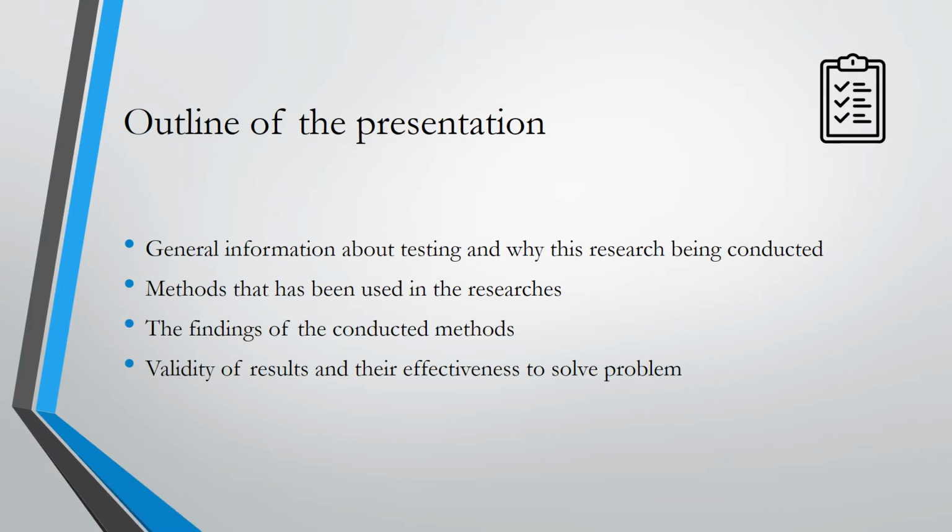The outline of the presentation. Firstly, I will give information about what was the aim of the research papers. Then I will introduce the methods that had been used by researchers to answer their specified questions. And after that, I will introduce the findings of the researchers. And finally, I will give information about the validity of the results and if the problems resolved that research is trying to answer.